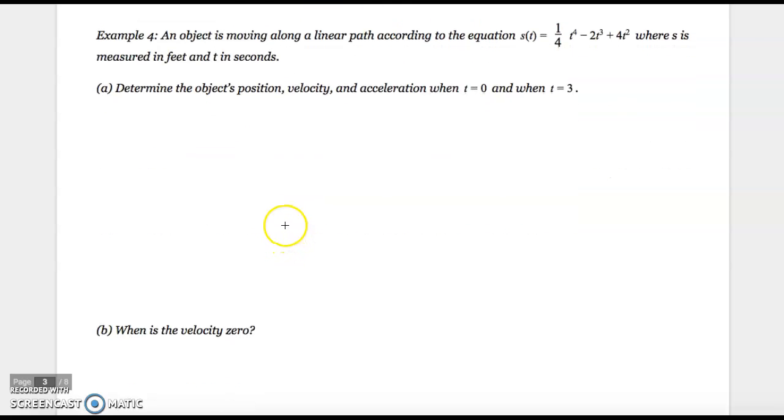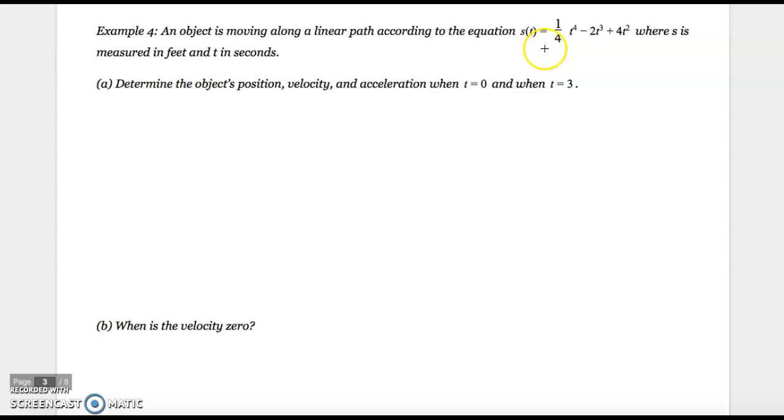So if we have an example 4, an object is moving along a linear path according to this equation, where s is measured in feet and t is measured in seconds. We want to determine the object's position, velocity, and acceleration at 0 and 3 seconds. So we already have our position function, so let's go ahead and find s of 0 and s of 3. And if we plug those into this equation, s of 0 is actually just 0. Make sure you're using units. So position is being measured in feet.